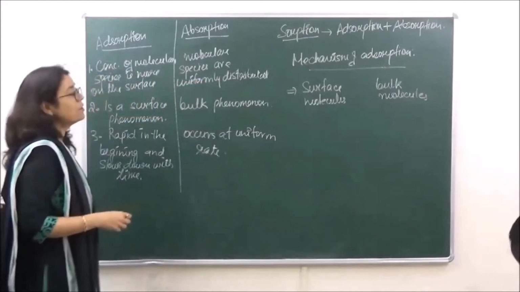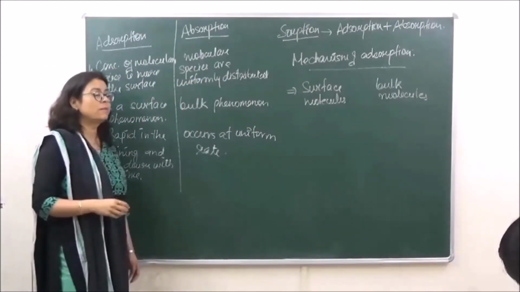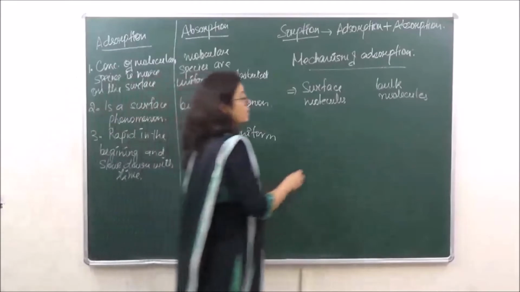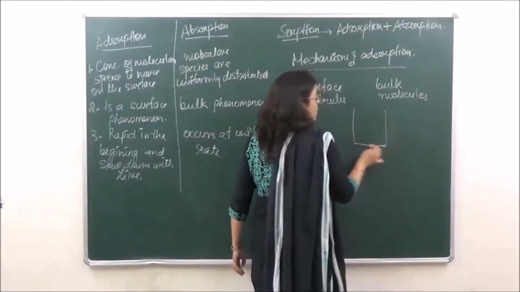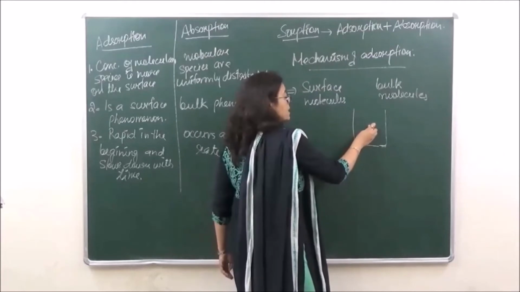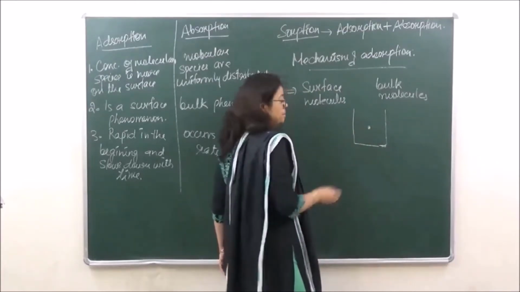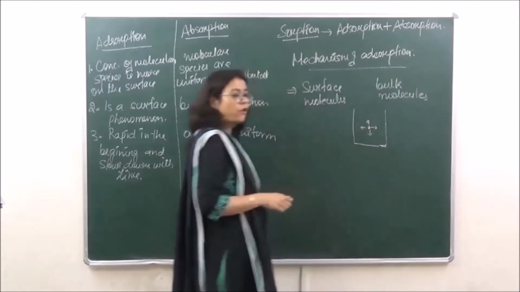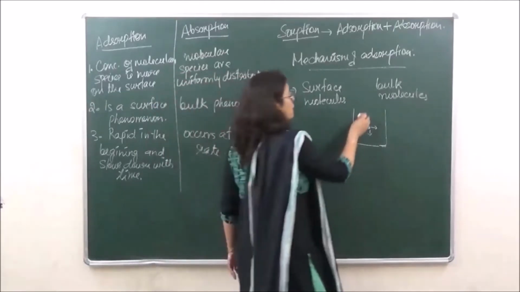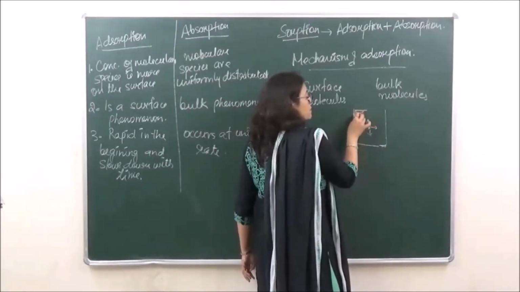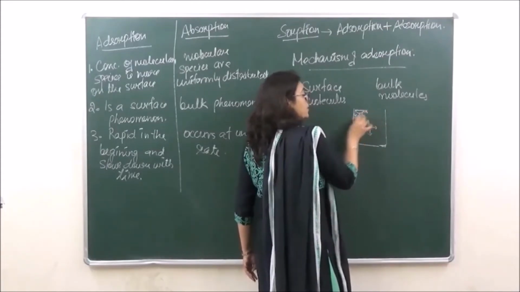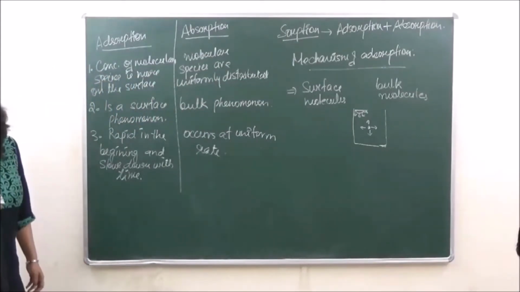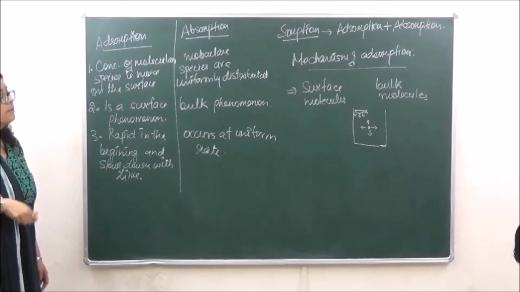Why? Because the bulk molecules will be attracted by the other molecules surrounding them with the same force. For example, if we take a beaker and look at a molecule present in the center, this molecule will be attracted equally by all the molecules on all sides of it. Whereas a surface molecule will only be attracted towards inside, right? So the state of molecules is different on the surface than in the bulk.